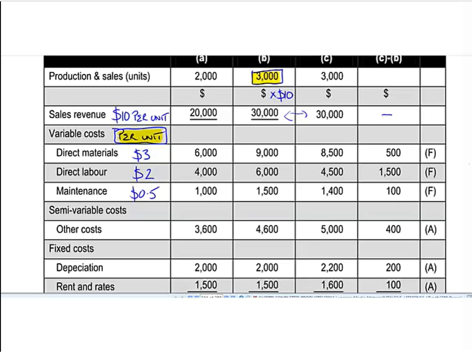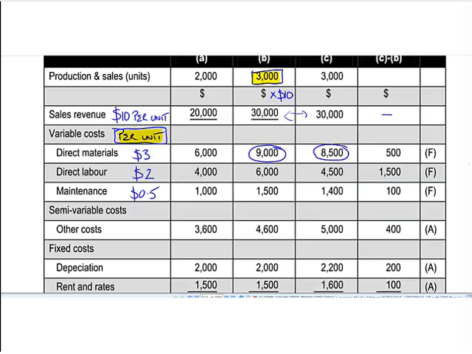If we take that $3 per unit and flex it for the 3,000 units that we actually produced, we can see that 3,000 multiplied by $3 per unit would give us an expected cost of $9,000. So to produce 3,000 units, we would expect that to cost us $9,000. If we look and see what did it actually cost us, well, it actually cost us $8,500. So therefore we've done well, we've managed to save $500 in direct material costs, therefore resulting in a favourable variance. And we can do that for each of the other categories of variable costs.